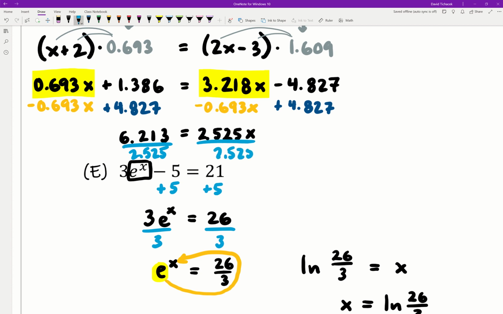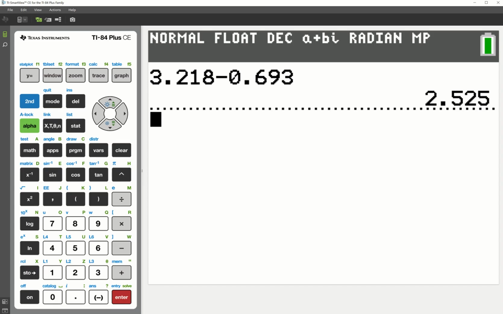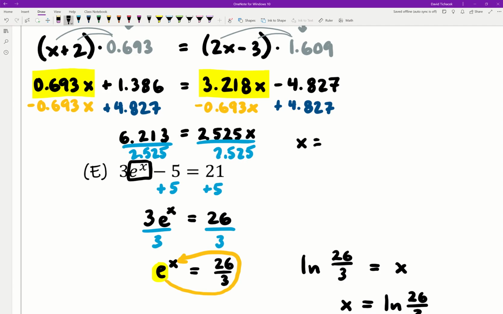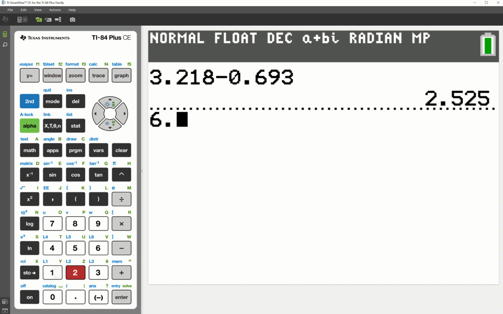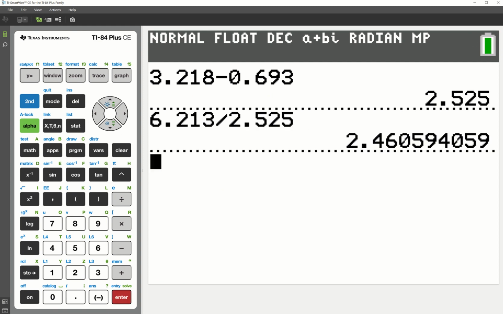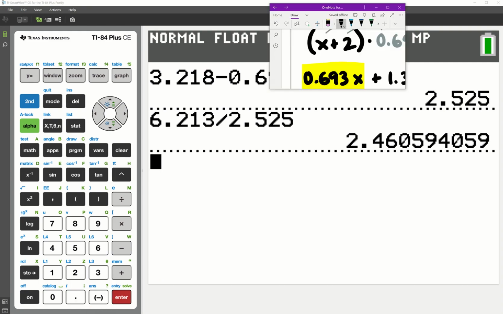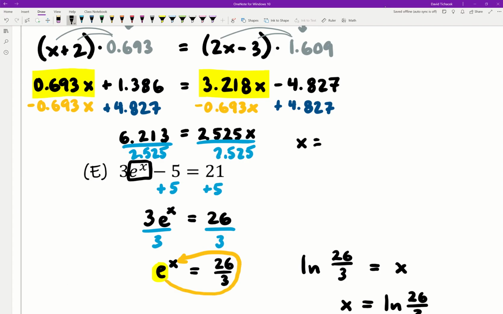So again, I know working with these ugly decimals is never ideal, but it beats the alternative, right? So we're just going to do our 6.213 and divide that by our 2.525. And then we're going to end up getting this answer right here, which we'll round to 3 decimal places, just like we have in all of our previous answers. So that's going to be 2.461. See if we can get that back there. There we go. So 2.461 will be our final result, okay?